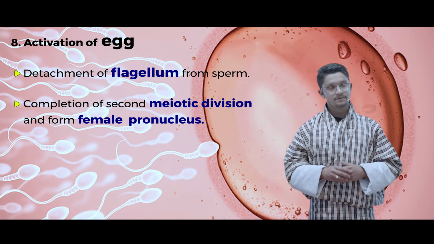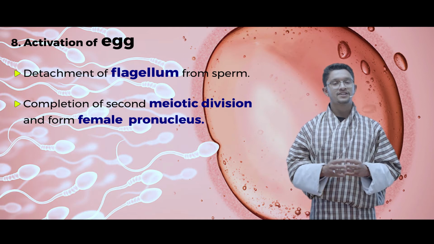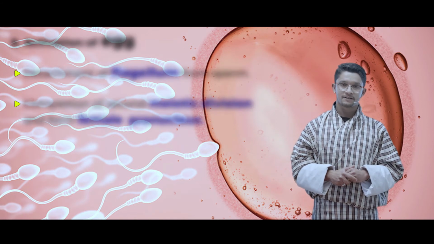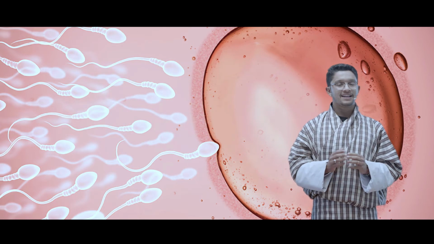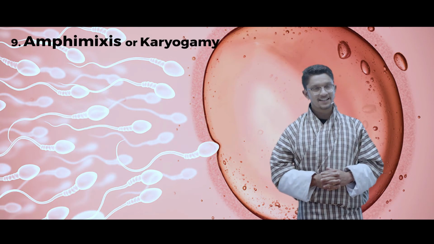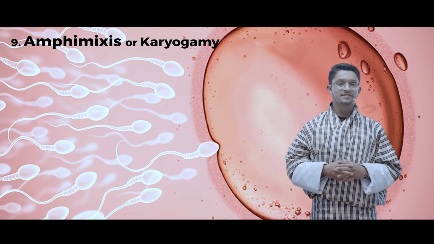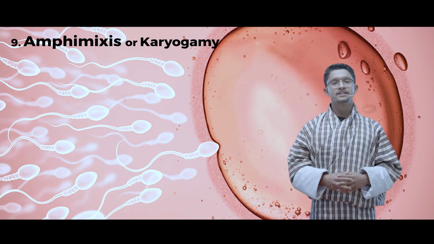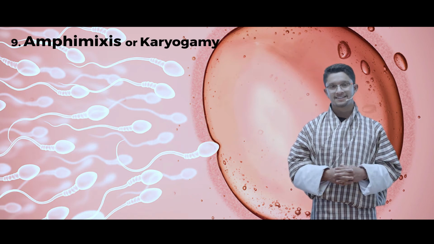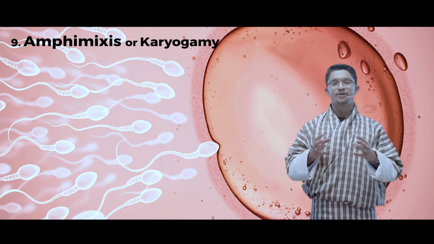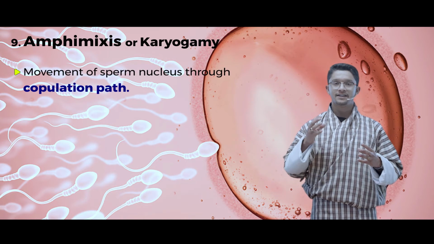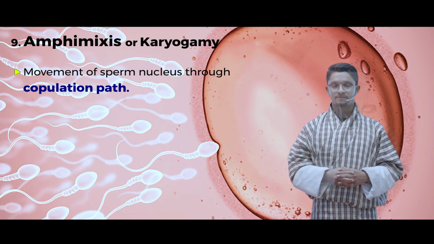After entry of the sperm cell, the meiotic division in the ovum is completed. The last step of fertilization is amphimixis or karyogamy. In simple terms, we call that the fusion of the nuclei, that is, the female and the male nuclei.